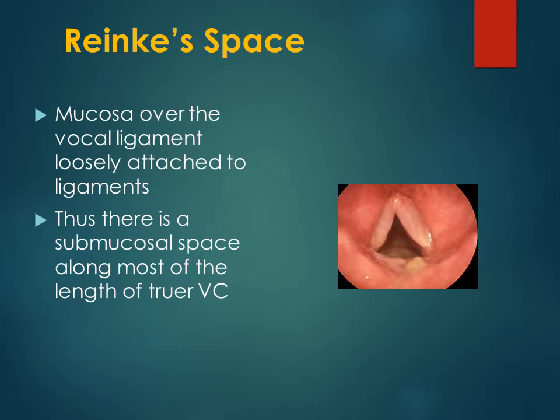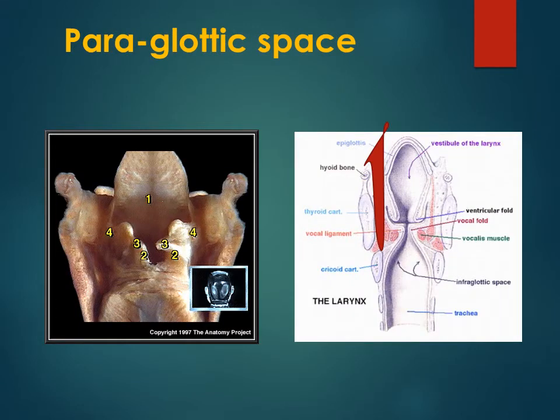The Reinke's space is a loose mucosa over the vocal ligament, whereas there is a submucosal space, which runs most of the true length of the vocal fold, bounded laterally by the thyroid cartilage and medially by the glottic space with the vocalis muscle and the thyroarytenoid muscle. In case of laryngeal cancer, if there is an invasion of this space, it differs in the staging, and it affects the outcome of different treatment modalities.